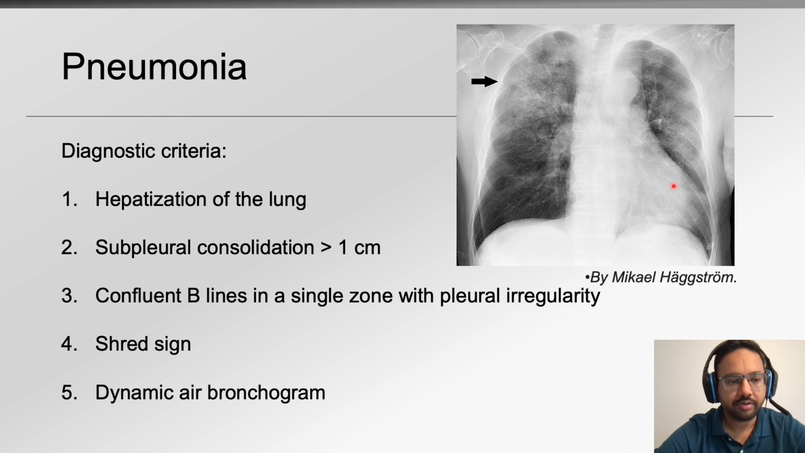So here are the 5 main diagnostic criteria for pneumonia on the ultrasound. These are hepatization of the lung, where the lung starts looking like the liver; a subpleural consolidation that is greater than a centimeter; confluent B lines in a single lung zone with pleural irregularity; what's known as the shred sign; and lastly, a dynamic air bronchogram.